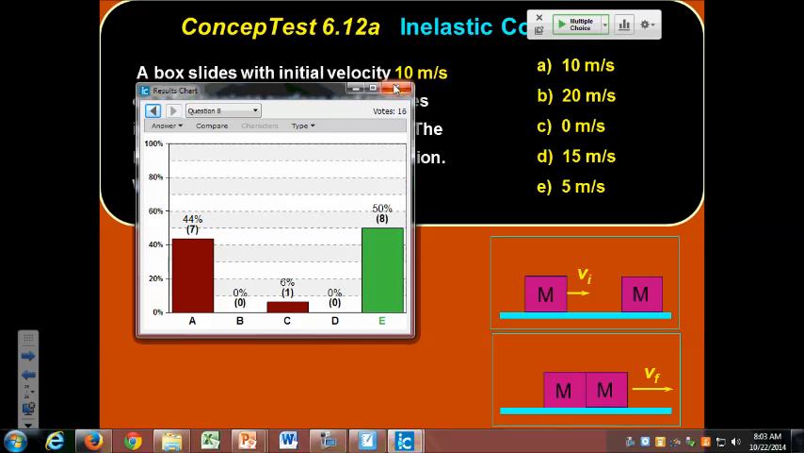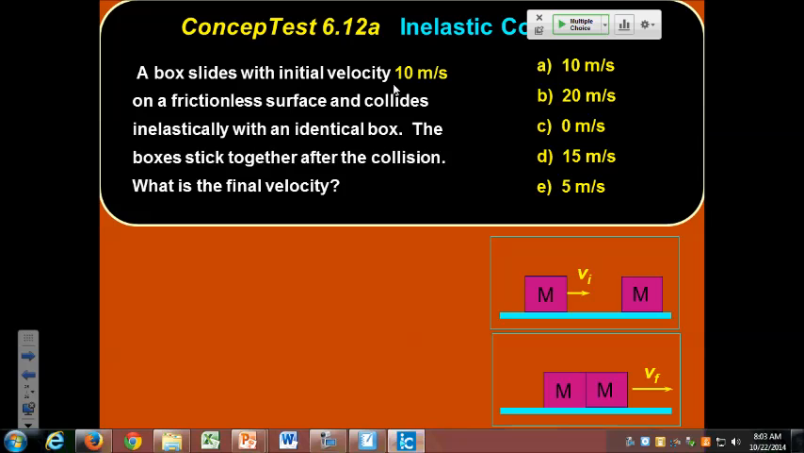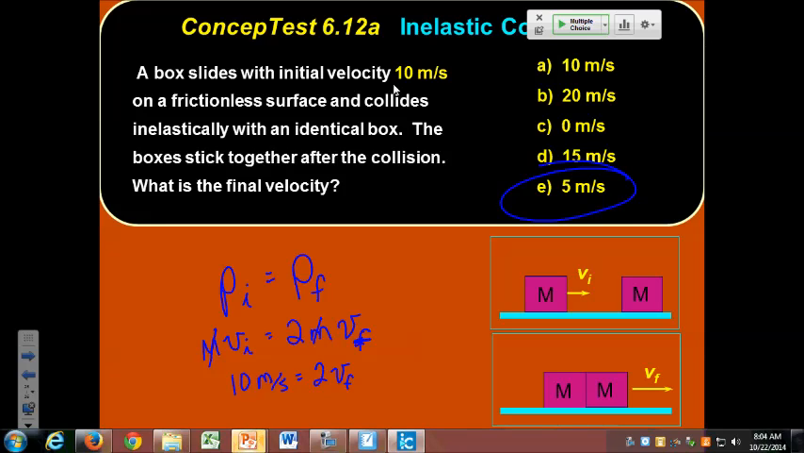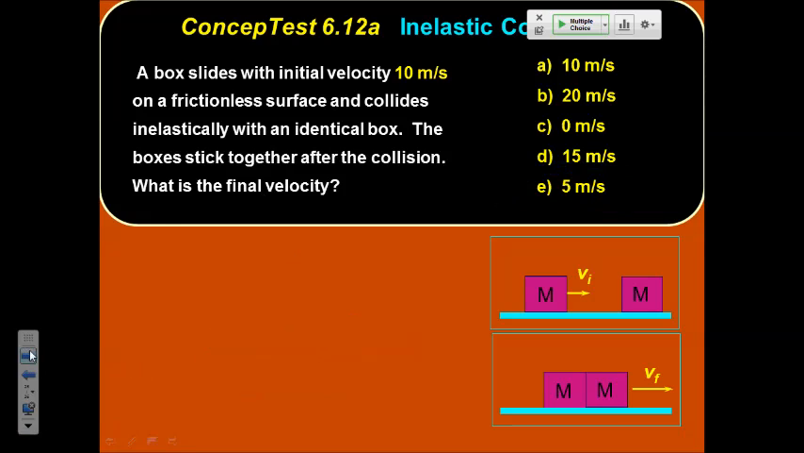E is right. This is just a one-dimensional collision. So my initial momentum equals my final momentum. The initial momentum is just m times vi. The final momentum is going to be 2m times vf. 2m because it's m plus m, right? They stick together. Let's see, the m's cancel. 10 meters per second. I'm sorry, this was vf over here. Is equal to 2vf. So vf equals 5 meters per second. A few more of these.